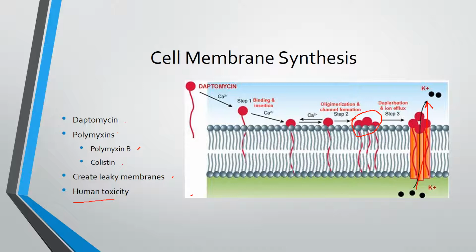The problem with these two is going to be that human toxicity. These are generally considered the agents of last resort because of the human toxicity. In general, they're used against gram-negative bacilli, things like Acinetobacter, things like Pseudomonas, which develop high levels of resistance, but they have not developed resistance to these. We try other things first before we have to go on with these.